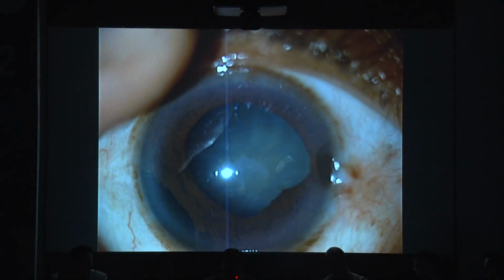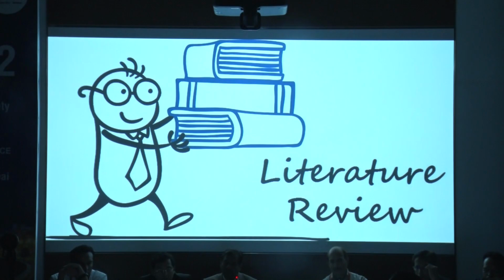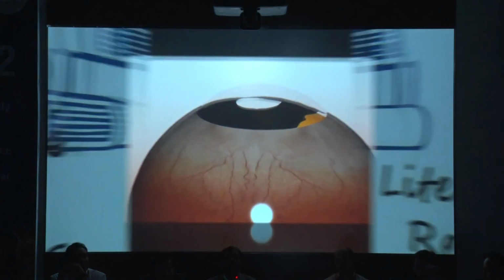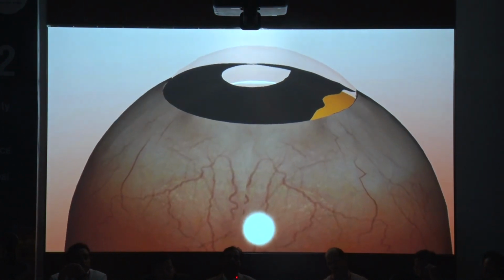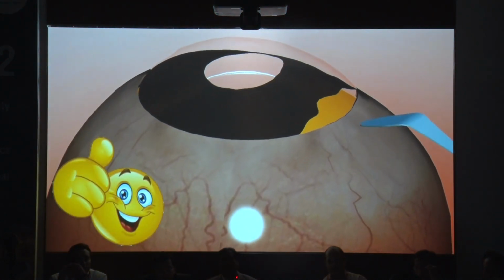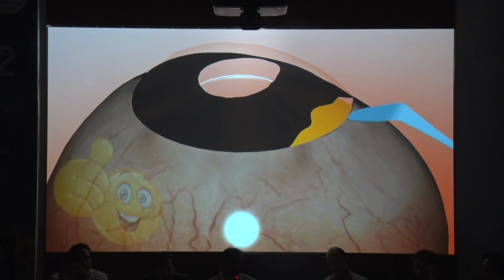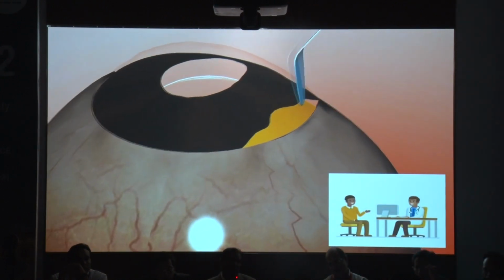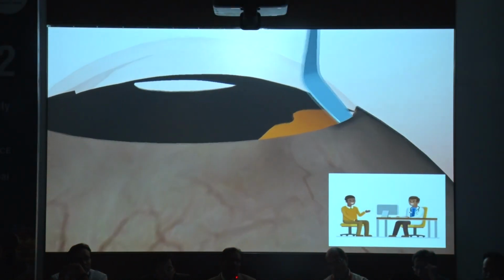Your case is rather unique, and the literature does not help much regarding its management. But don't worry, I have a new idea to fix both the dialysis at one go. Let me explain to you what I plan to do. Okay, doctor, I am all ears.